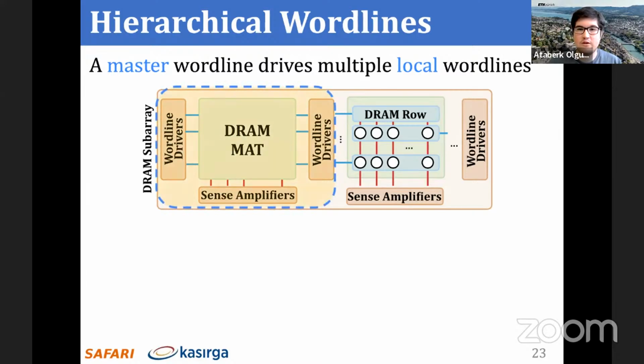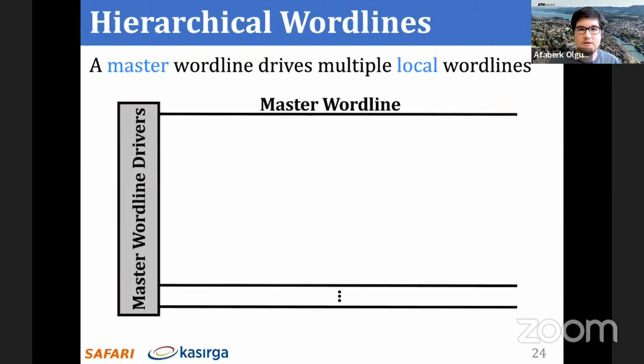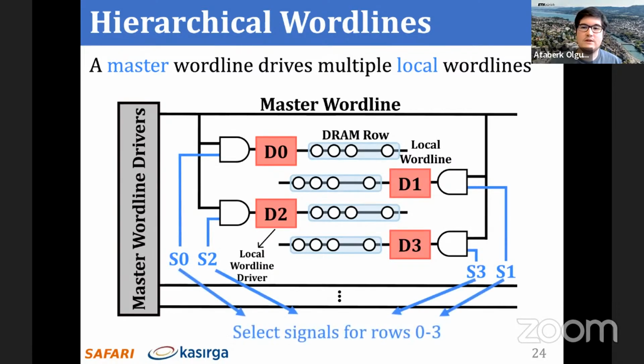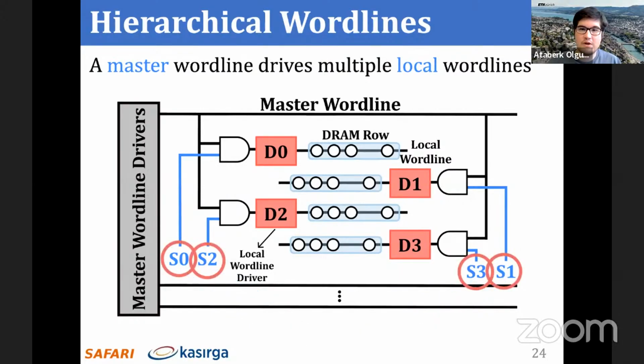We will look at an expanded view of a DRAM mat along with the wordline drivers it's attached to, to understand this better. The master wordline drivers attached to either side of a DRAM mat drive the master wordlines, and local wordline drivers drive the local wordlines that enable the access transistors in DRAM cells. These local wordline drivers are enabled with a combination of the master wordline and a certain control signal, which we denote as S0, S1, S2, and S3 in this diagram.